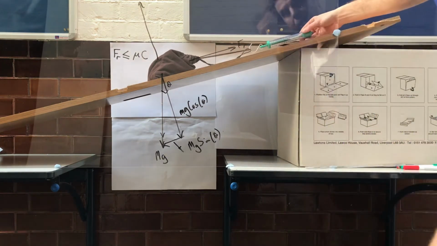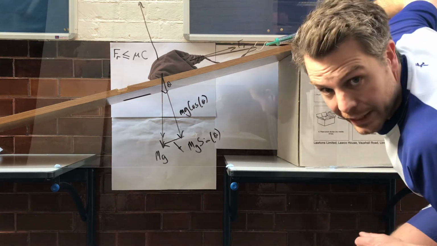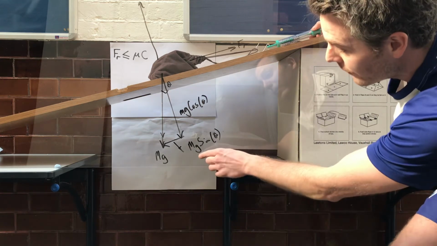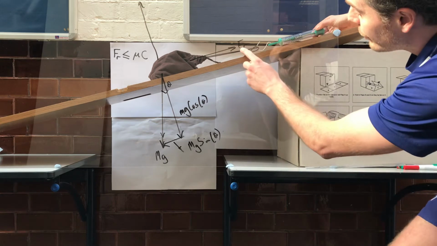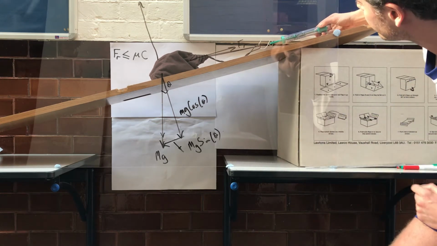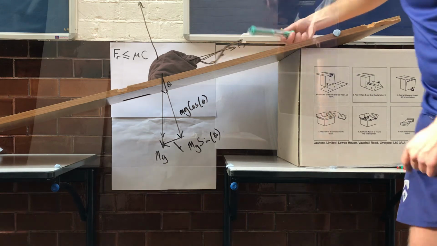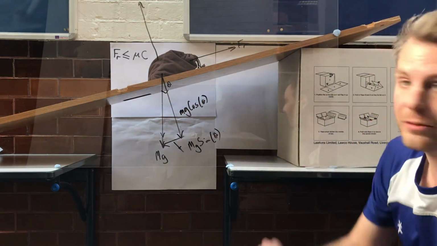So, here's my Newton meter, and I'm applying a force to this, and the bag is still in equilibrium, which means to balance mg sine theta, the frictional force must have decreased by, you can probably just see it, by 2.5 newtons. Okay? So, I hope that helps you visualise this idea that friction being an inequality.